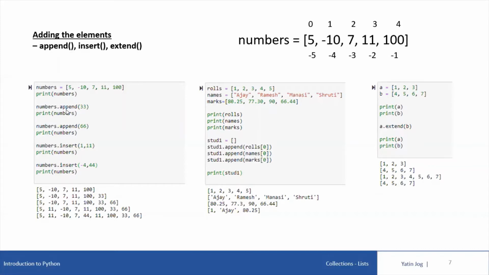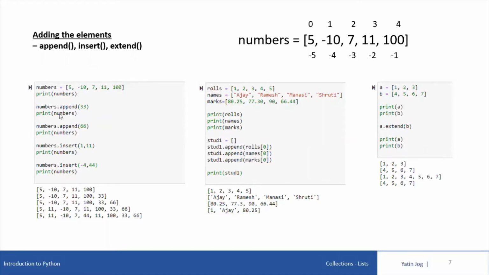If I say numbers dot append, so what is the meaning of append? Append means add at the last position, add at the end. So I'm saying numbers dot append and I'm passing the value 33. So it will add the value 33 in the list numbers of these 5 values at the end, last value. So after 100, it will be another comma and 33. 33 will be added at the last location. Okay, so that is the meaning of append.